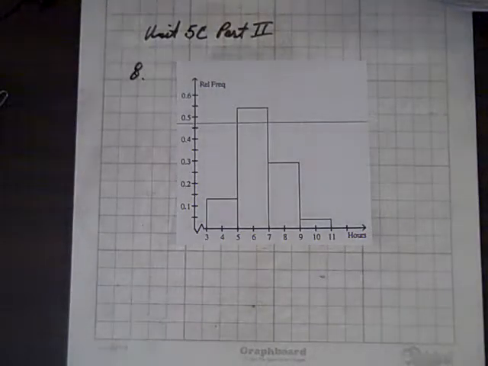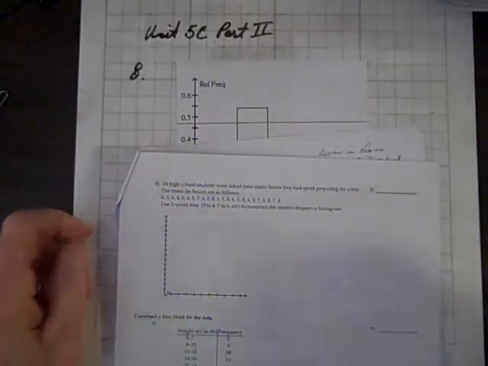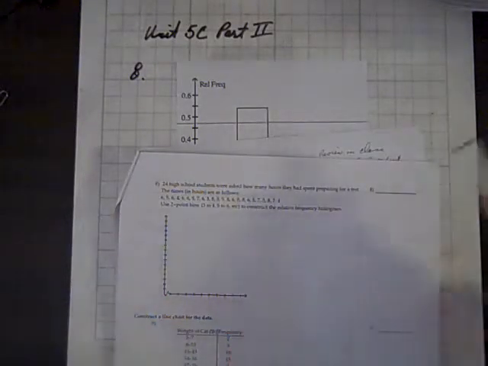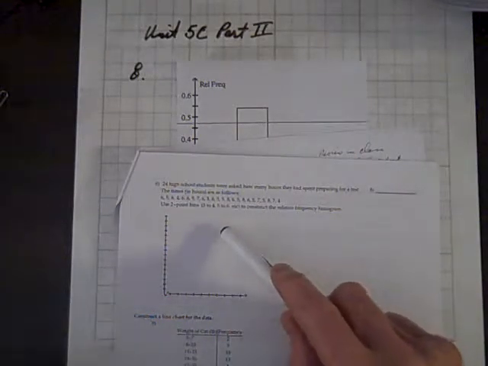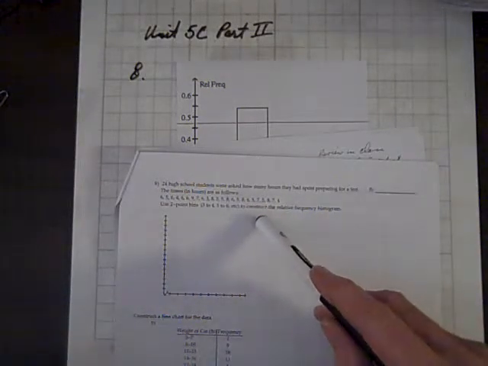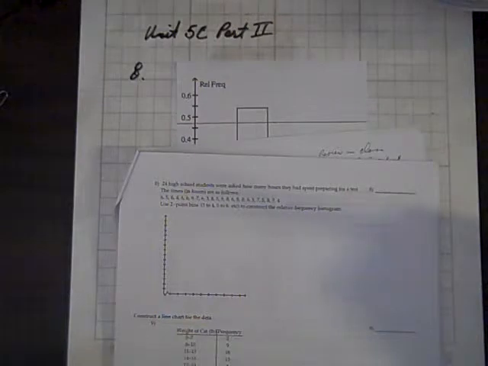Well, now we're doing 5C Part 2, and for question 8, 24 high school students were asked how many hours they had spent preparing for a test. The times and hours are as follows, and we have to construct, using 2-point bins, 3 to 4, 5 to 6, and so on, the relative frequency histogram.